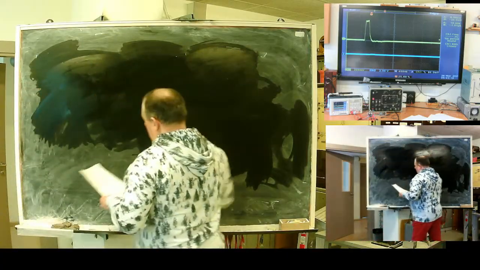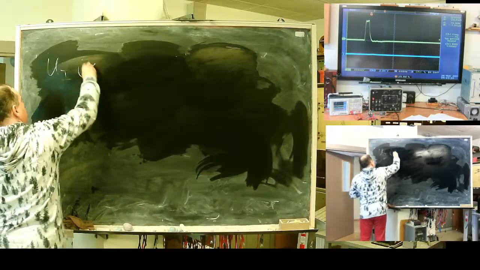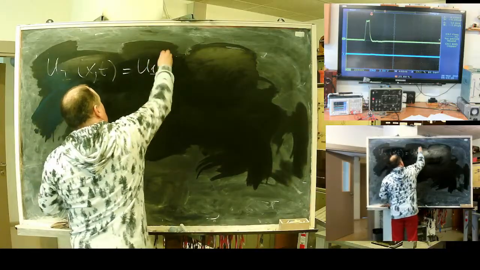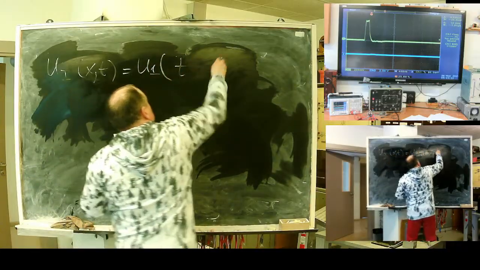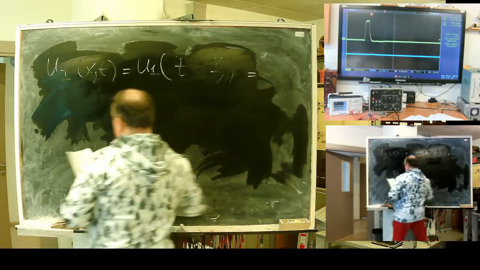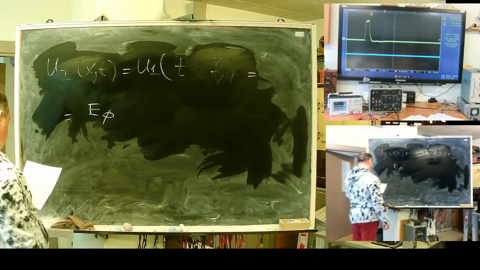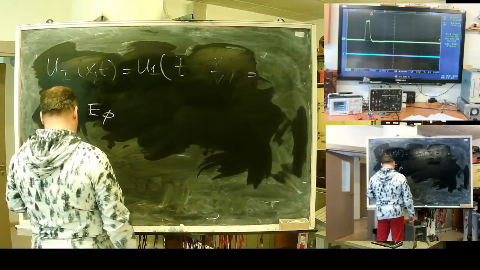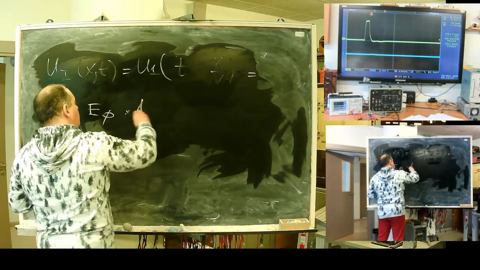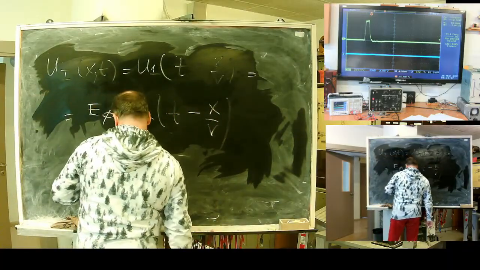So here, for the first stage, it will be divided by x divided by v, or E0 multiplied by switch on function t minus x divided by v.